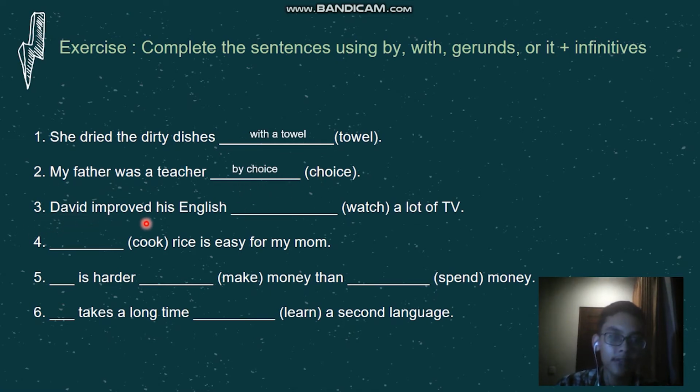Third sentence, David improved his English blank watch a lot of TV. Here, watch is a verb, so we can use it as a gerund. The complete sentence is: David improved his English by watching a lot of TV.